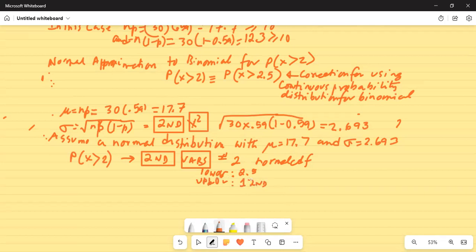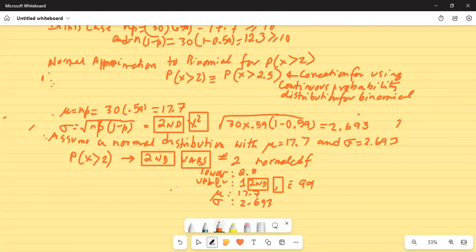Then second button, then the comma button, which is on top of the 7 button, and that will give me the small capital E, which is exponent, 1E, and then I'll type 99. That means 1 followed by 99 zeros, which is my upper boundary. And then my mean is 17.7, and my sigma is 2.693.